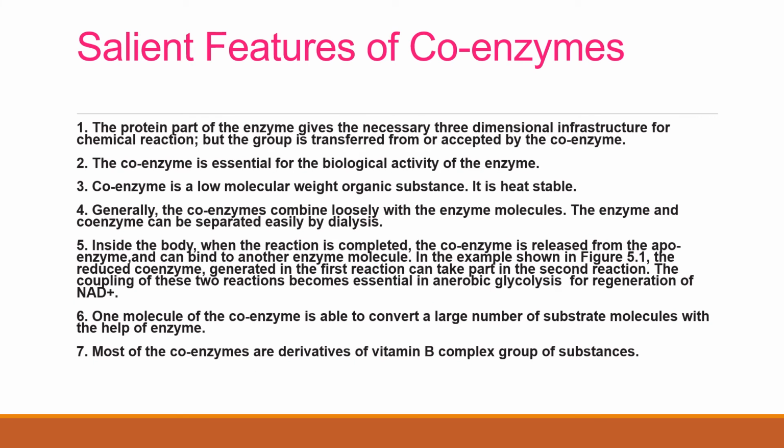So, salient features of coenzymes. We have 7 important features of coenzymes. The protein part, as we know, is the apoenzyme, and it gives the necessary three-dimensional infrastructure for chemical reaction. We remember that there are two theories. Actually, there are three theories, but we mention only the two important theories for enzymatic reaction.